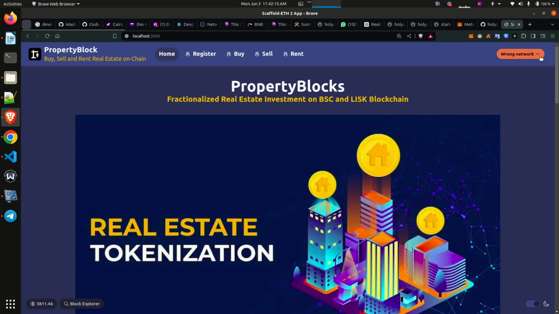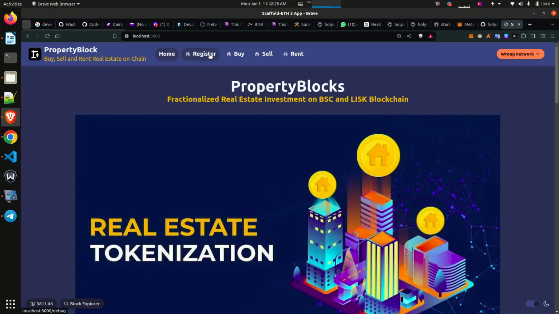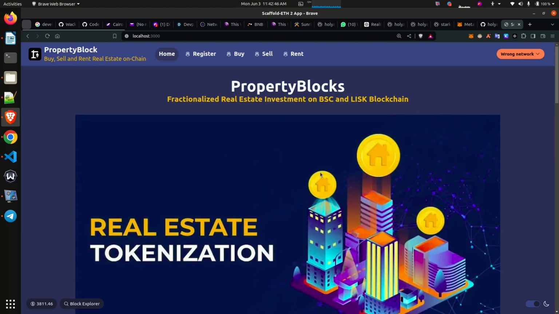It is the wrong wallet, because it is still on localhost, while my wallet is on Ethereum mainnet. So register is where you register. Buy is where you can buy fractions. This is where you can sell your fractions of the real estate. Then this is where you can rent. That is for now. In the near future, the integration is still ongoing. By the time of this video, I believe that before the judges weigh in, the front end integration should have been working to the glory of God.